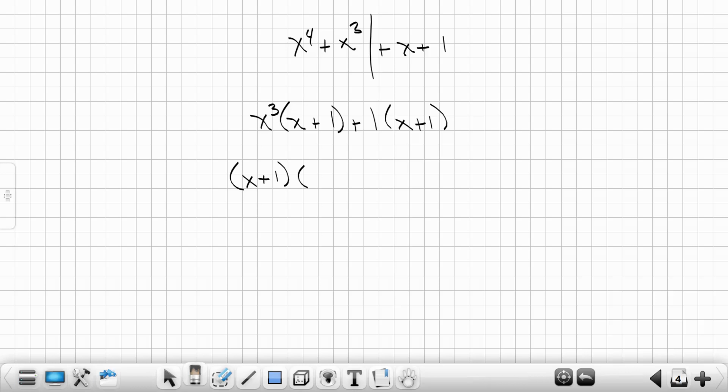Gabrielle, since you were so exuberant in your solution, am I done? You're not done, because you can still get the sum of two cubes sitting right here. X cubed plus 1 is the sum of two cubes.